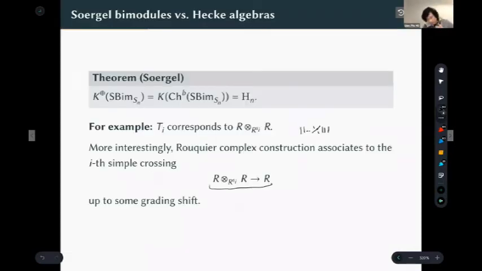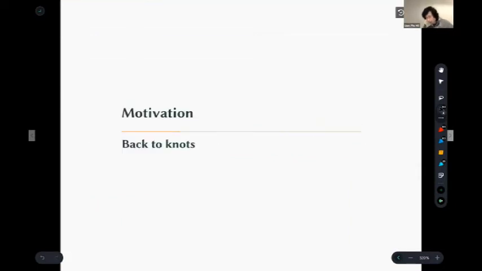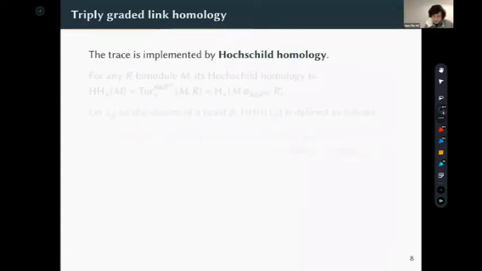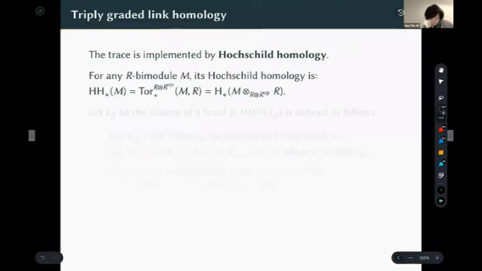Okay, so I just finished the first part where I categorify circle bimodules, categorify the Hecke algebra, and I have Hecke categories. Now back to knots. So the next step, I have to somehow categorify the Ocneanu trace construction to actually get a categorification of the HOMFLY-PT polynomial to get the triply graded link homology. So the trace is implemented by Hochschild homology. So it's actually quite nice. So let me go through it.